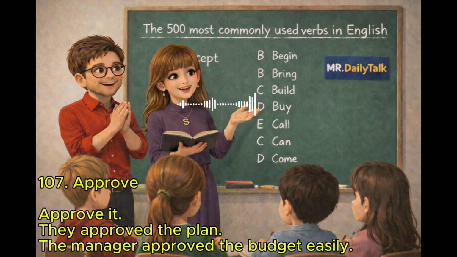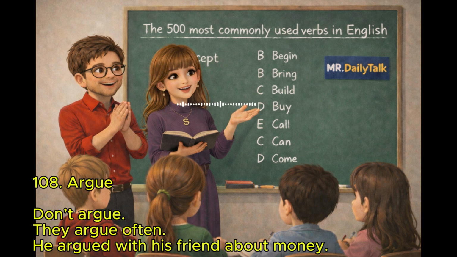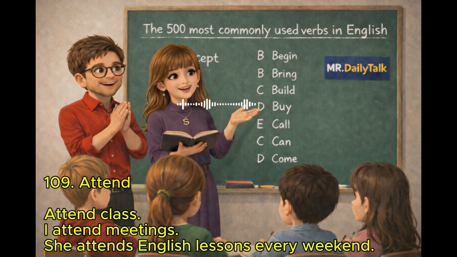107. Approve. Approve it. They approved the plan. The manager approved the budget easily. 108. Argue. Don't argue. They argue often. He argued with his friend about money.